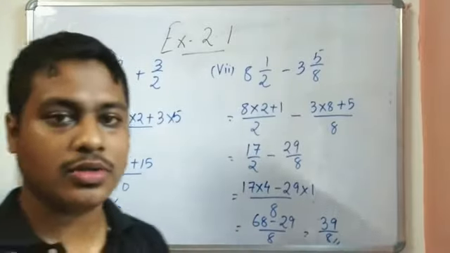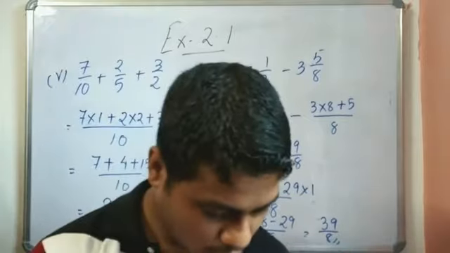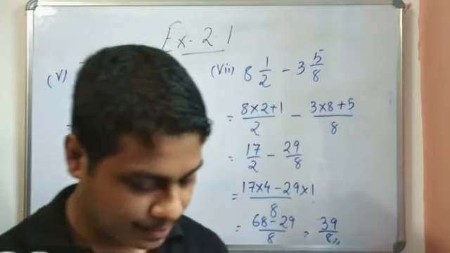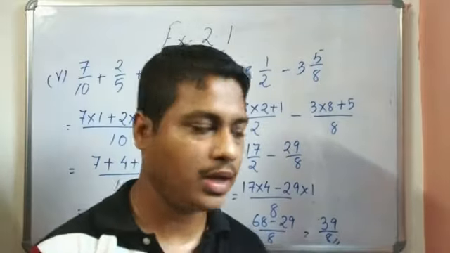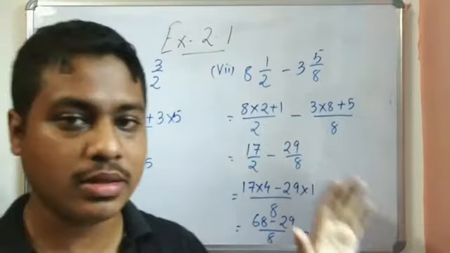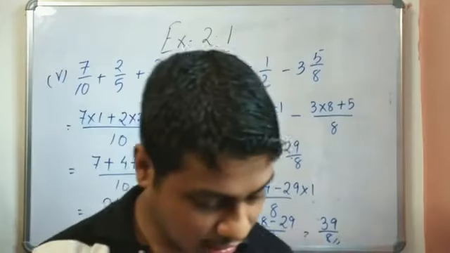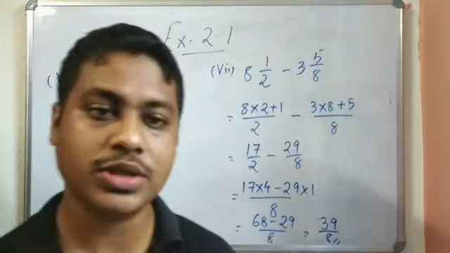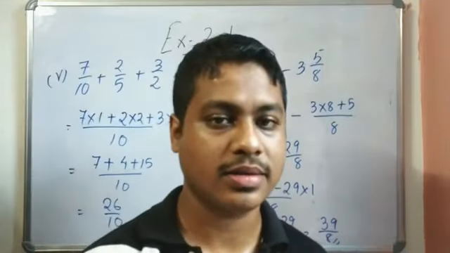So these are the questions we have done: 1, 2, 4, 5 and 7. Questions 3 and 6 are for you. Do them in your copy, and please note down all the questions that I have done in your copy. In the next class we will discuss the remaining questions. So this much for today. We will continue in the next class. Thank you.